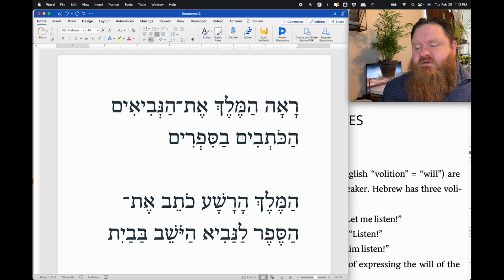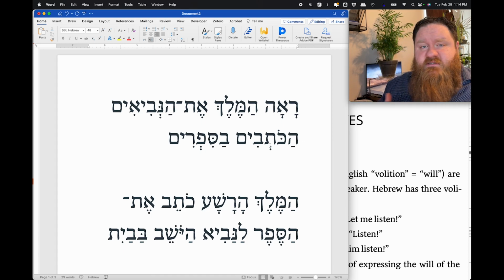So here we've got kotvim. This is a participle. We recognize it as a participle because it has the adjective or noun ending, hireq yod mem, so it's going to be masculine plural, on a verbal root, kaf tet vav. This verbal root means to write, and we know it's a participle because it has that adjectival masculine plural ending plus a holem in R1. So this is basically going to be translated as writing, or the writing ones, but we have to figure out what it's modifying.